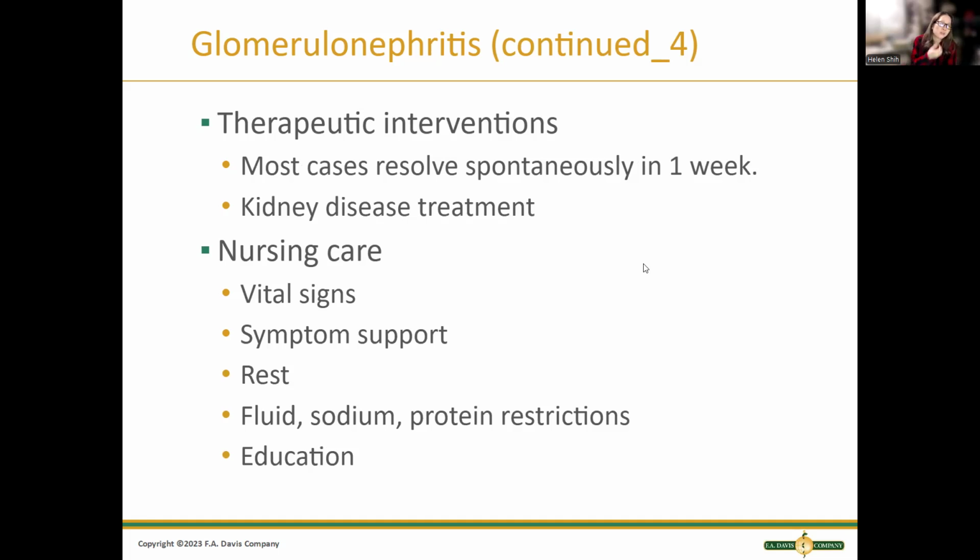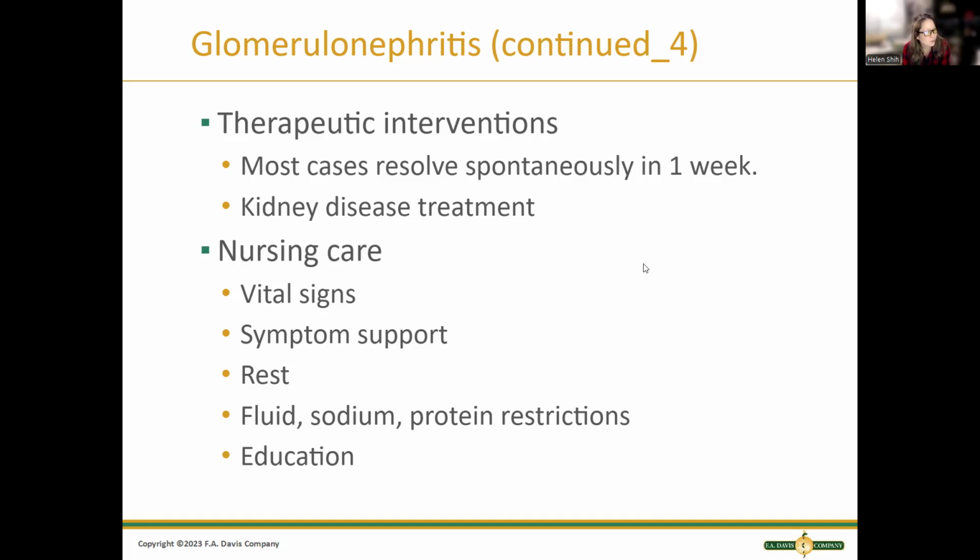The therapeutic intervention for glomerulonephritis is that it usually will resolve on its own within 1 week, so we just do supportive treatment during that week. However, if it's really severe, then we're going to treat it like a kidney disease. The nursing care for glomerulonephritis is taking the vital signs. Again, we're really checking the blood pressure to make sure it stays within normal range. We're going to support symptoms, which is another way of saying supportive care or supportive treatment. The support we provide is more nutrients and rest for the body as the body tries to resolve this particular issue on its own.